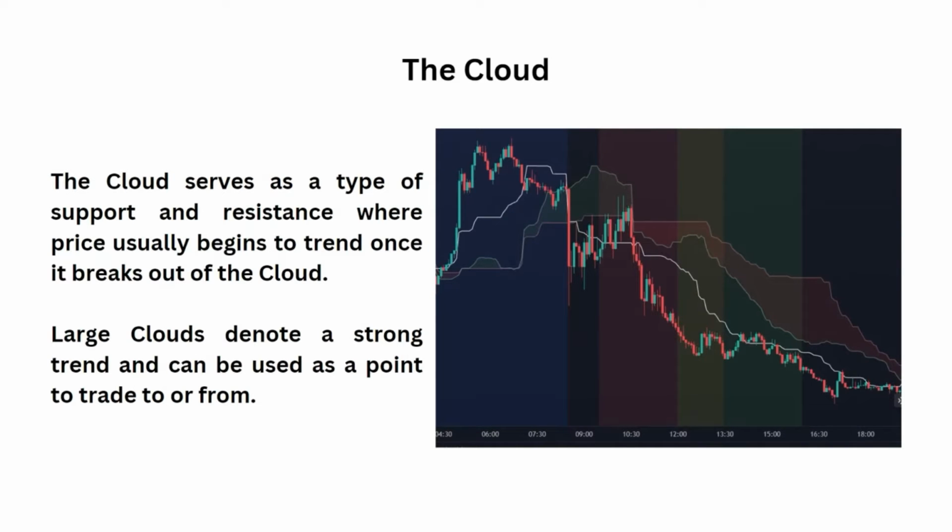The cloud. The cloud serves as a type of support and resistance, where price usually begins to trend once it breaks out of the cloud. Large clouds denote a strong trend and can be used as a point to trade to or trade from. Here we have a downtrend that formed once price broke structure and then retraced back into the cloud. It was rejected from this large cloud, which denoted a strong trend, and that did occur.